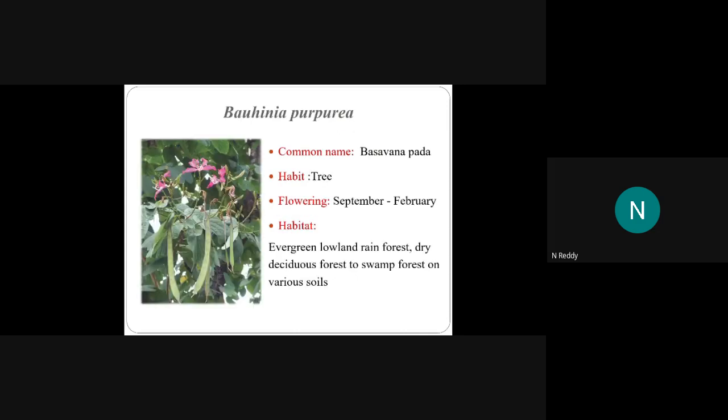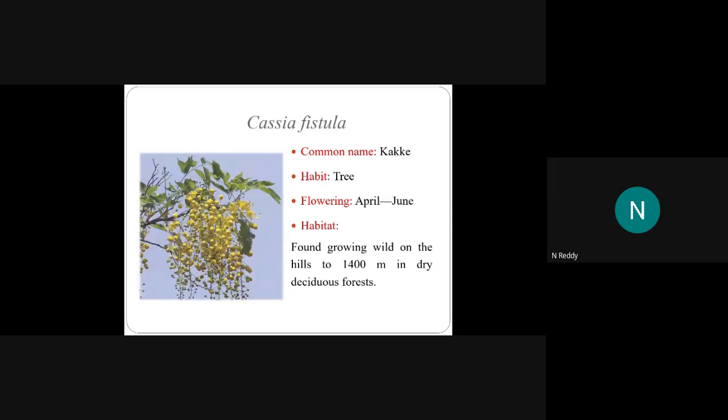And Bauhinia purpurea, Basavanapada we call it in Kannada. It's a small tree flowering during September to February. These kinds of off-season plants must be noted, and these can be planted for a successful apiary, which yields flowers in the off-season, September to February. This is found in evergreen, lowland rain forests, dry deciduous forests to swamp forest on various soil. Almost in all locations it is found.